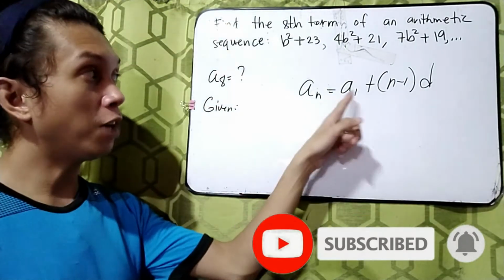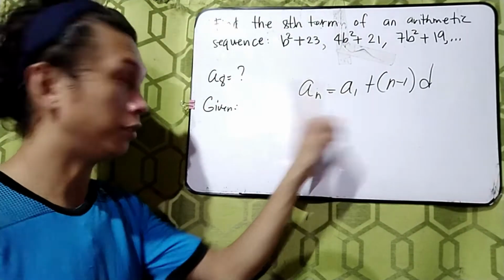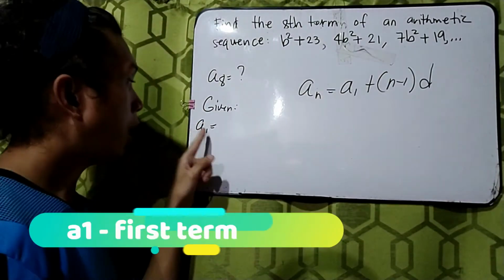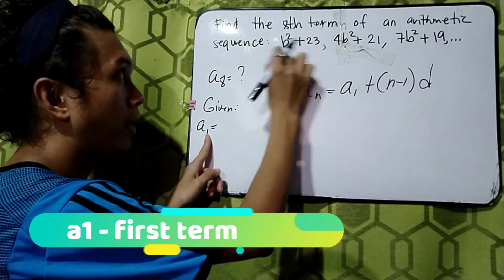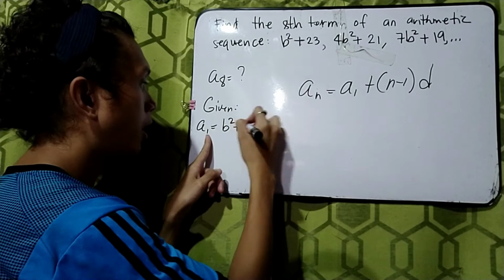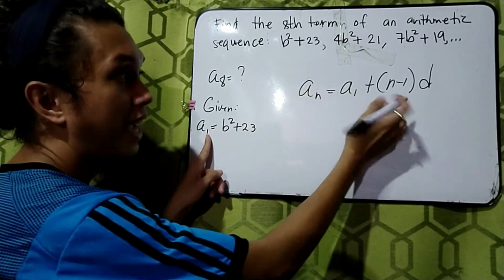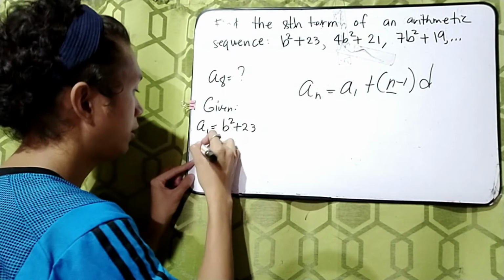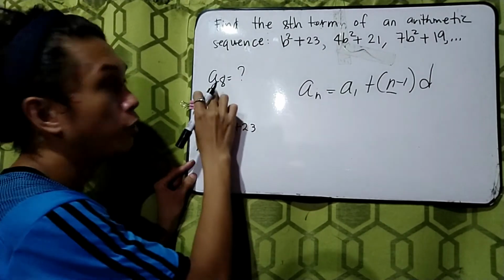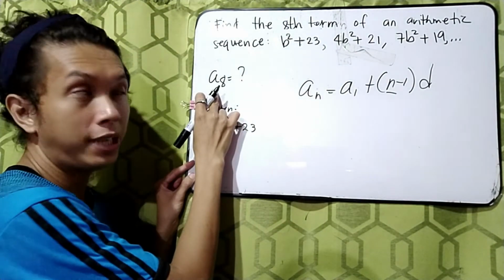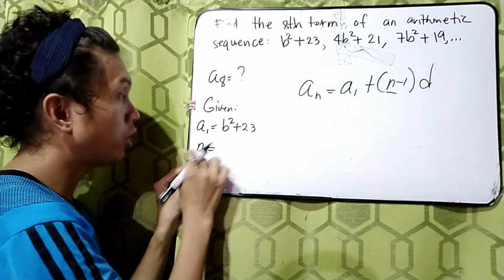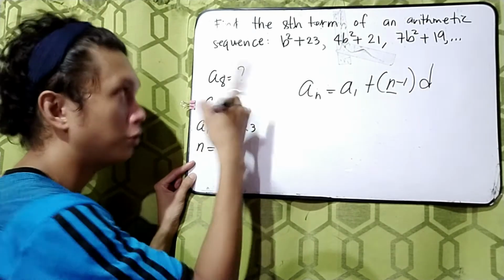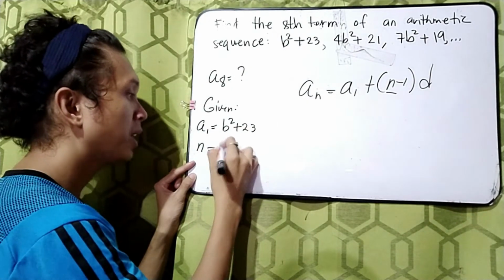From the formula, we are going to look for the value of a sub 1. So our a sub 1 from the problem is b squared plus 23. Next is the value of n. Since we are looking for a sub 8 or the 8th term, then the position of that last term, we consider it as the last term, is 8.